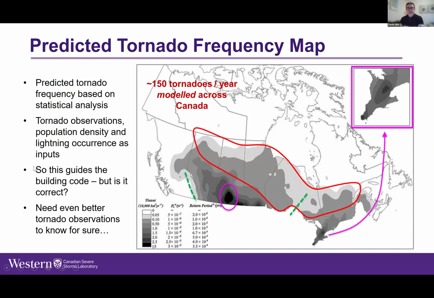So, this is currently guiding the building code as far as where tornado-prone areas are, but is it correct? It is a model and model results, and so there's a chance it's not correct. We did our best with the data we had, and it looks good, but we didn't know if that was actually what was happening. So we needed even better tornado observations to know for sure.